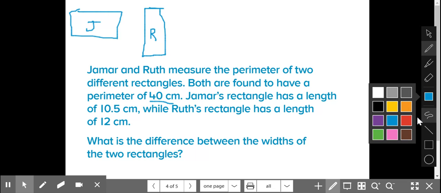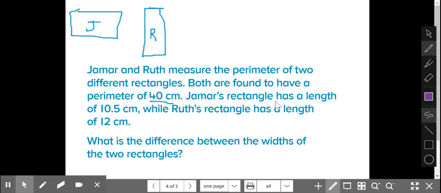Now I'm going to need a different color. Jamar's rectangle has a length of 10.5 centimeters, and Ruth's rectangle has a length of 12 centimeters. I'm just going to mark the longest side. Remember, if we're going to do the perimeter, we have to add all 4 sides together, and then we can see how much is left over and divide it by 2.